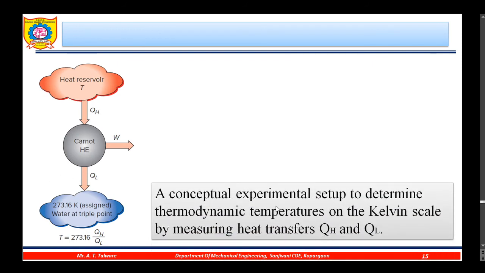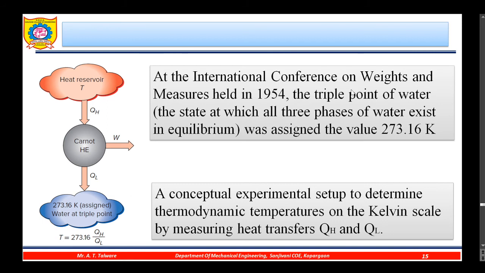A conceptual experimental setup to determine thermodynamic temperatures on the Kelvin scale by measuring heat transfers QH and QL is shown here. At the International Conference on Weights and Measures held in 1954, the triple point of water, the state at which all three phases of water exist in equilibrium, was assigned the value 273.16 Kelvin. So we assign the triple point of water, where all the phases of water exist in equilibrium, an arbitrary value, that is 273.16 Kelvin.